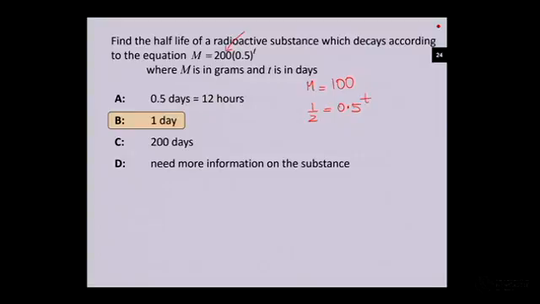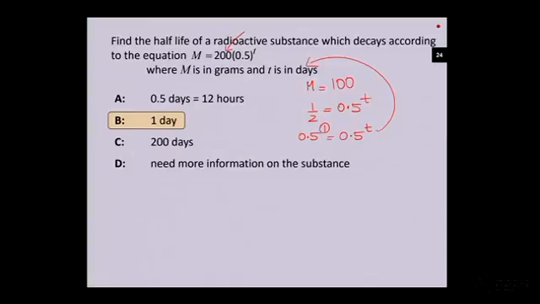Now, I don't actually need logs for this one. Do you know why I don't need logs? This says 0.5. This says 0.5 to the t. Missing number up here would be to the power of 1. So t is equal to 1. What was t actually in? So again, t was actually in days. So it turns out to be 1 day. It takes 1 day for this particular substance to halve itself. So every day goes by, it halves and halves and halves.